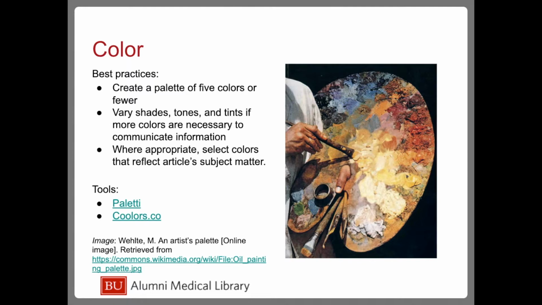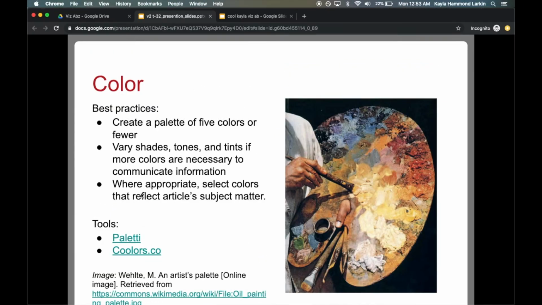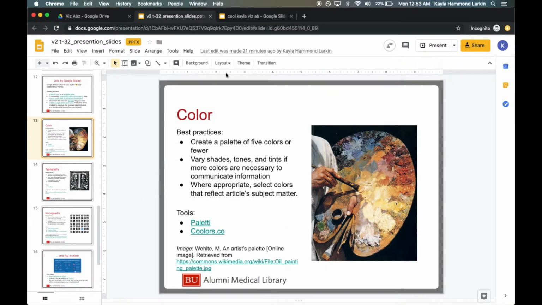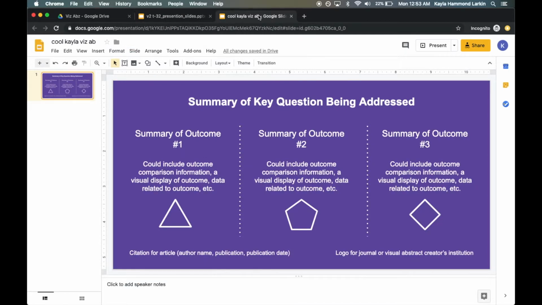Keeping those best practices in mind, I just want to show you a couple of tools you can use in selecting colors for your visual abstract. The first is called Paletti, or Paletti if you prefer. I'm not sure exactly how it's intended to be pronounced. That's one of those Google Slides add-ons that I mentioned earlier. So let's go back to Google Slides and I'll show you what that is.